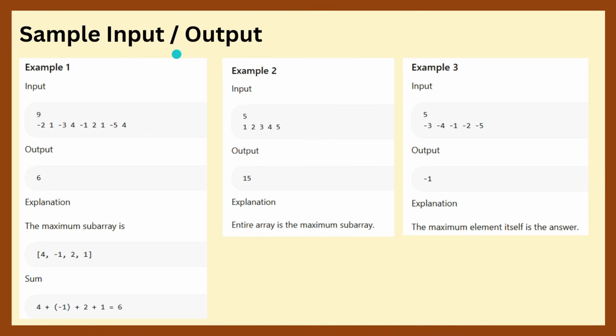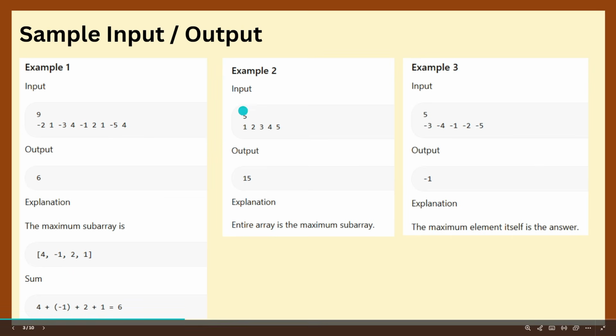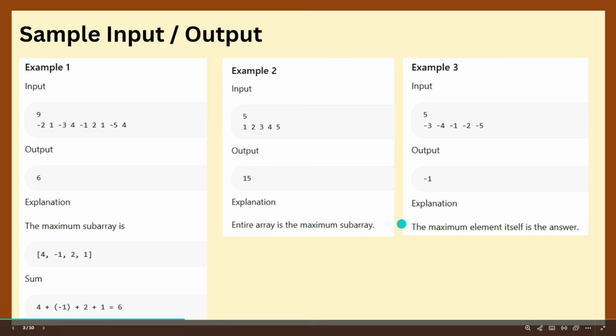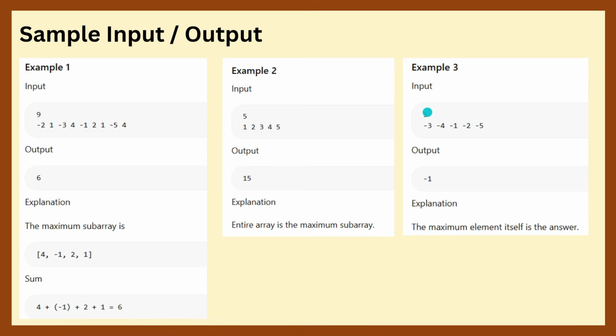So this is the sample input output of our problem statement. Here the input is 9 and we take 9 elements as input, and the output is 6 because the maximum subarray is 4, minus 1, 2 and 1, whose sum is 6. In example 2, the input is 5 and all are positive elements, so the entire array is the maximum subarray. In example 3, we take 5 elements, all negative, so the output becomes the maximum of them. The maximum element itself is the answer.